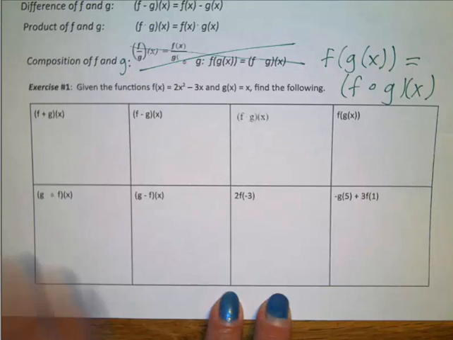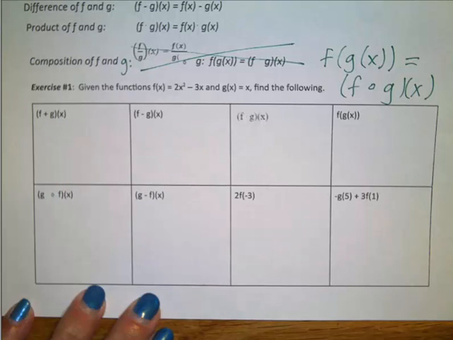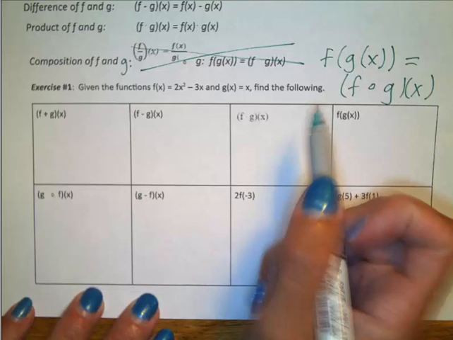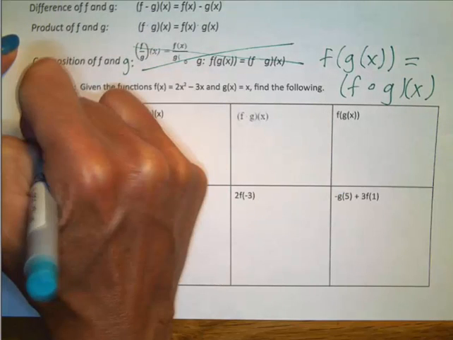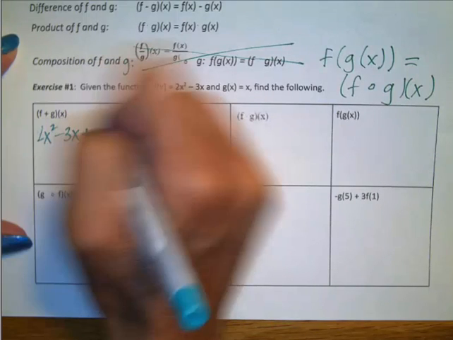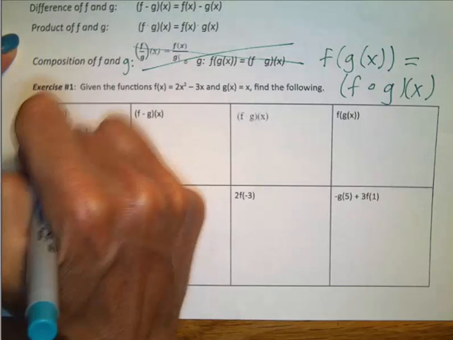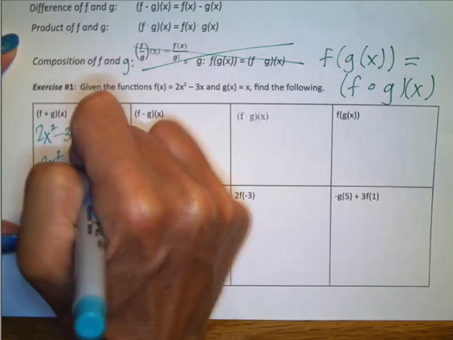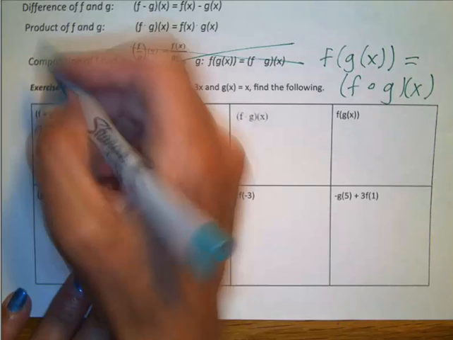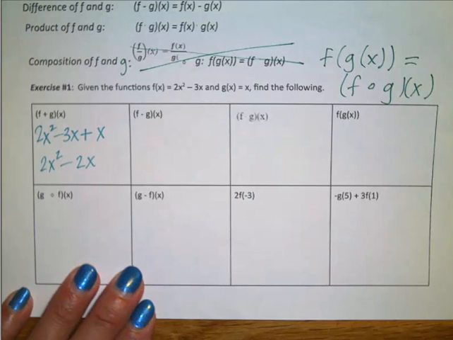Okay, so the first one, they're telling us function f and g, they want us to add them. All right, so notice it can look two different ways. So we have 2x squared minus 3x, and we're going to add to that x. So combine your like terms, and we get 2x squared minus 2x. Done. So that's what f plus g of x equals, 2x squared minus 2x.